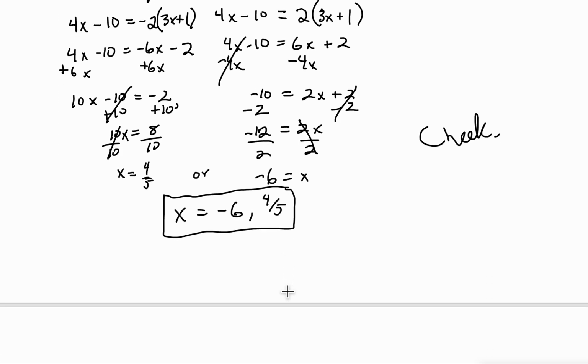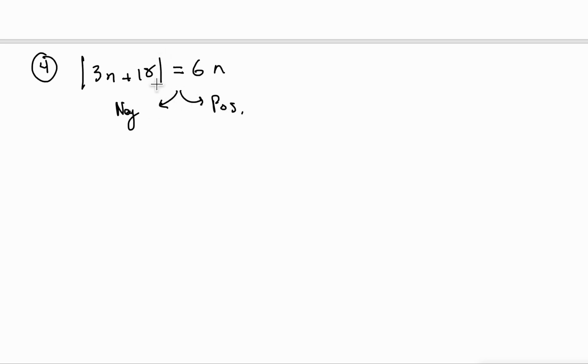So now we get to our fourth example. We've got the absolute value of 3n plus 18 equals 6n. What's a little different is that the absolute value is by itself. That's what we want. So when we solve this, we're going to take the negative and the positive. Remember, that's what we do to undo that absolute value. In solving absolute value equations, we're undoing that absolute value by taking a negative and a positive.